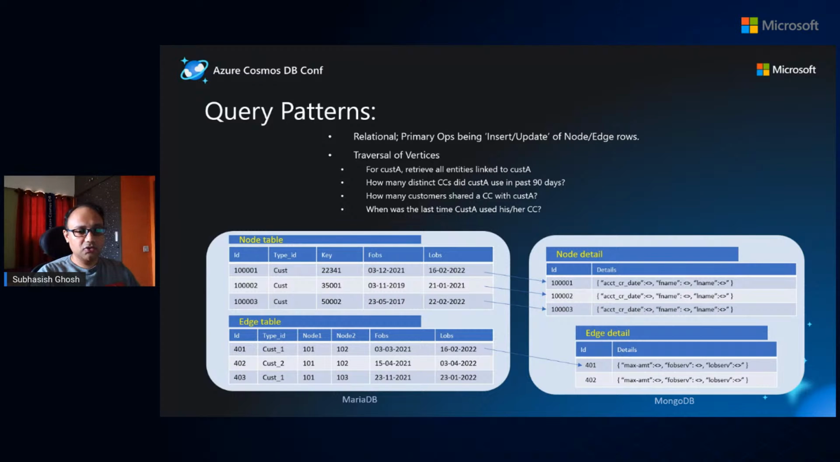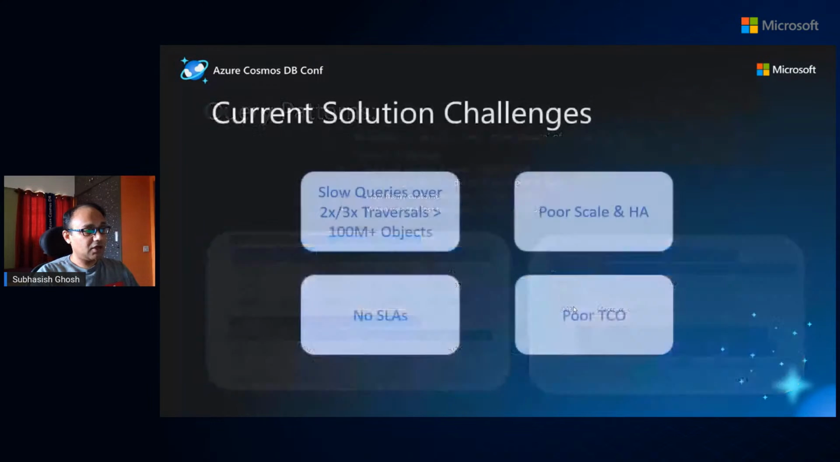Now, as I mentioned, the primary load was the write operations in MariaDB, which included insert and update of node edge rows, but we also had a considerable amount of point reads as well. Now, what was the need for modernization? That's a very important point to understand. Again, this is with very basic generalization, because this varies from use case to use case.